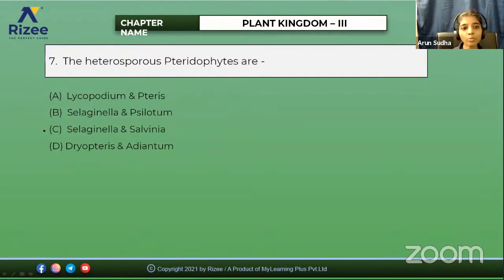The heterosporous pteridophytes are. So what is the heterosporous condition? That is, they form two types of spores. So heterosporous pteridophytes are, yes, C. Good. Selaginella and Salvinia. They contain two types of spores.